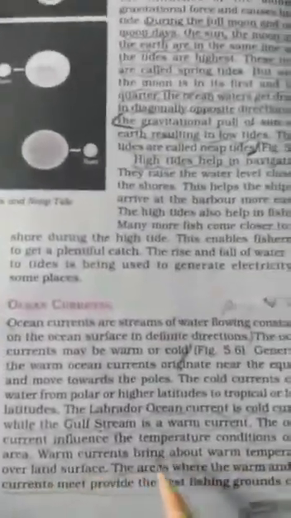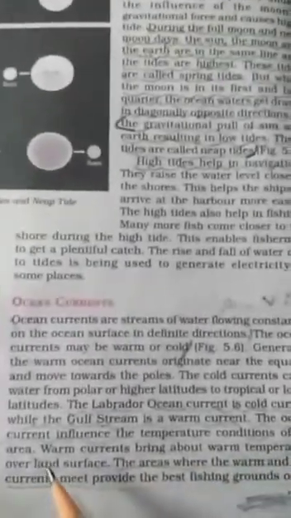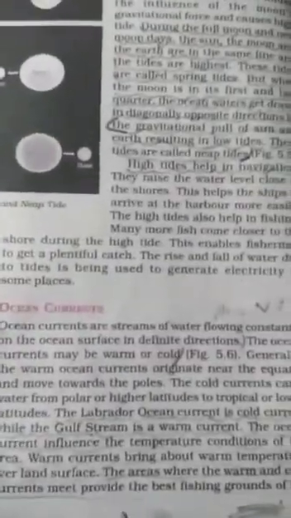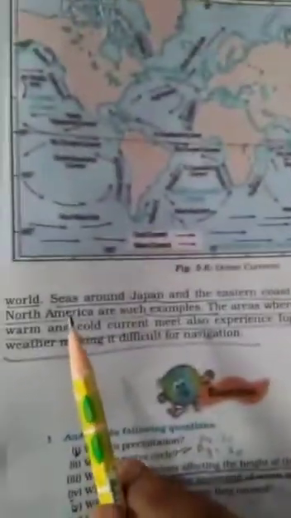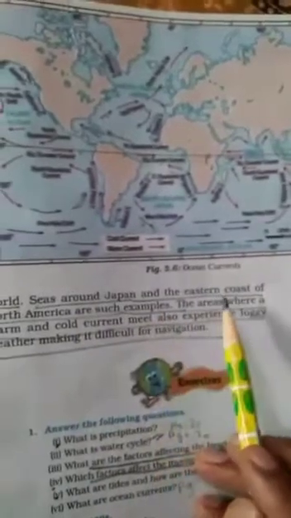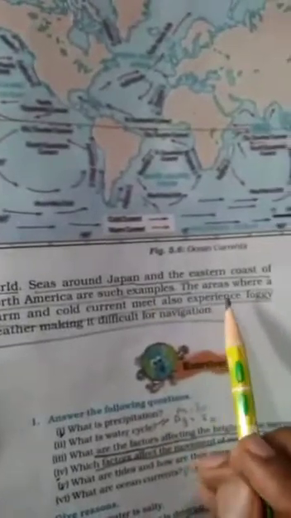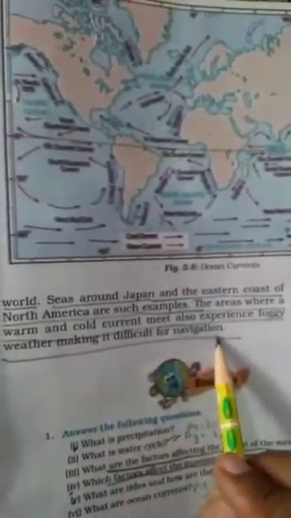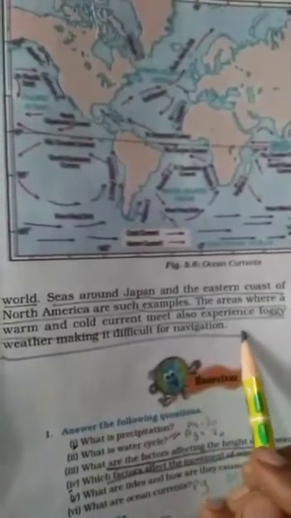The ocean current influences the temperature conditions of an area. Warm currents bring warm temperatures over land surfaces. The areas where warm and cold currents meet provide the best fishing grounds of the world. The seas around Japan and the eastern coastline of North America are such examples. One more thing: the areas where a warm and cold current meet also experience foggy weather, making it difficult for ships to navigate.